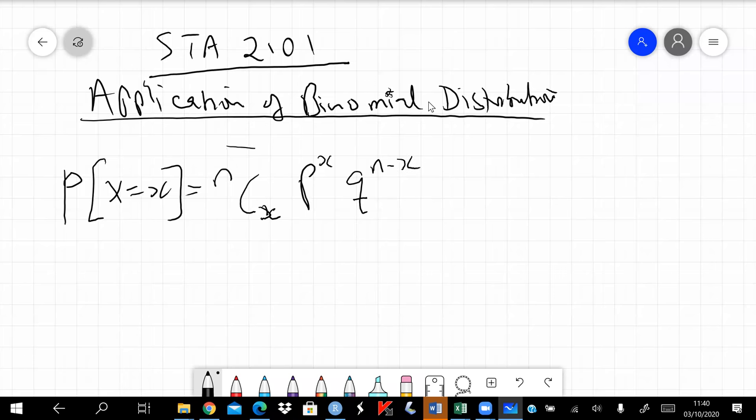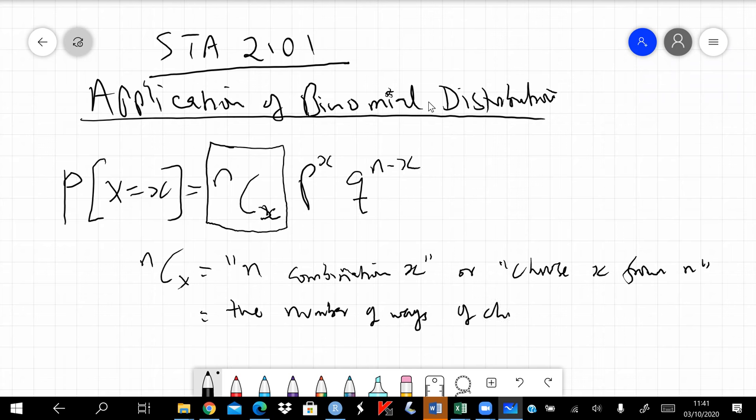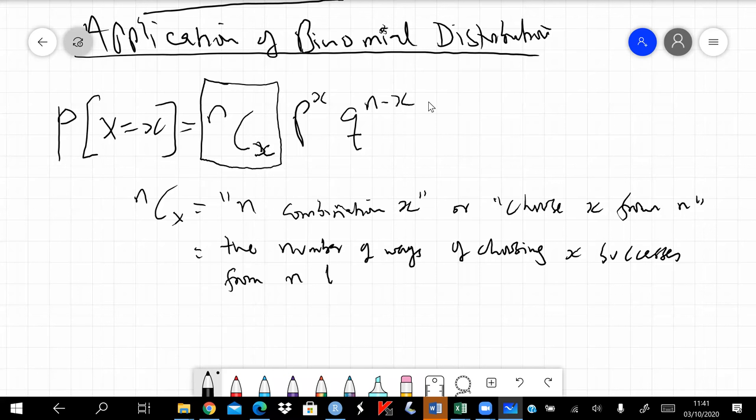And we said, this is a constant. This is a number, okay? And this number is obtained in a very systematic way. So this number here, n choose x, you read it as n combination x. Or you can say choose x from n. So it tells us the number of ways of choosing x successes from n trials. The number of ways of choosing that number of successes when you have n trials, okay?